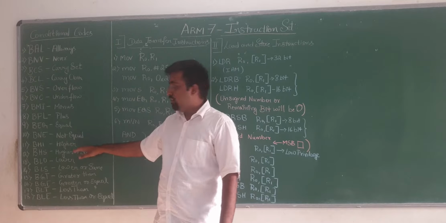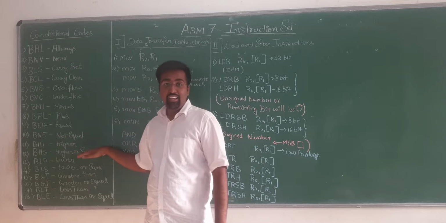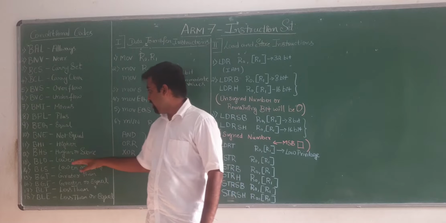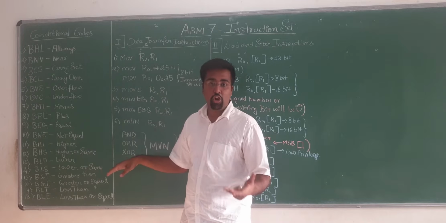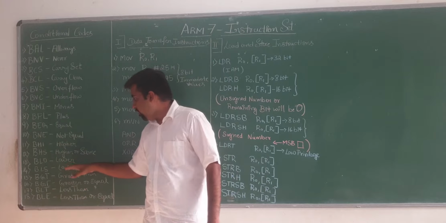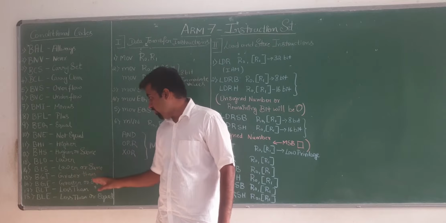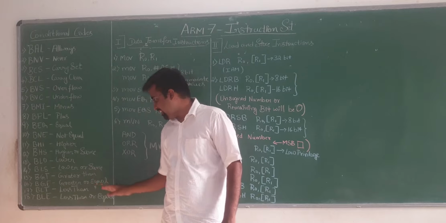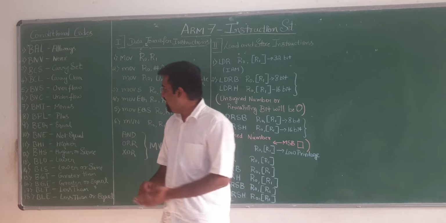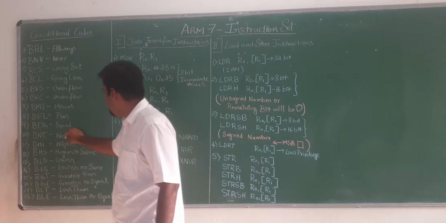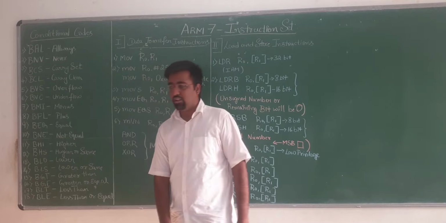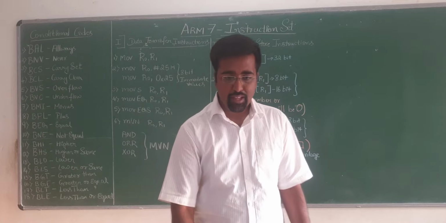BNE is branch if not equal. BHI is branch if higher. BHS is branch if higher or same. BLO is branch if lower. Then there are greater than or equal to, and less than. This whole set will be almost similar, all these 8 instructions.